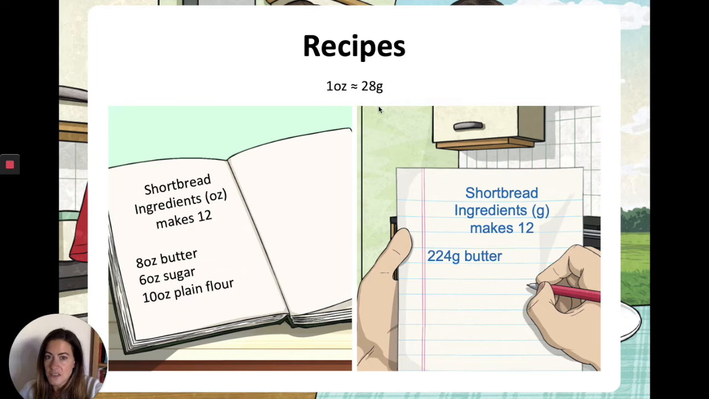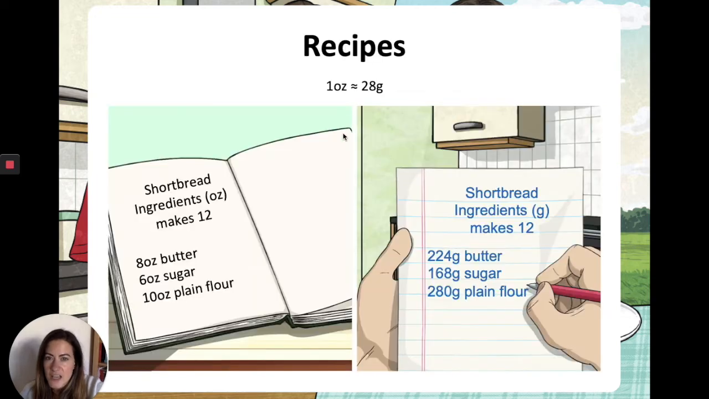Okay, see if you can have a go at working out 6 ounces, 6 lots of 28, and 10 ounces, 10 lots of 28. Have a go and press play when you want to see the answers. So how did you do? So 6 times 28 gives us 168 grams of sugar, and an easy one, 10 times 28 gives us 280 grams of flour.